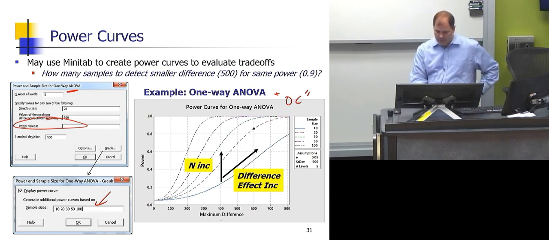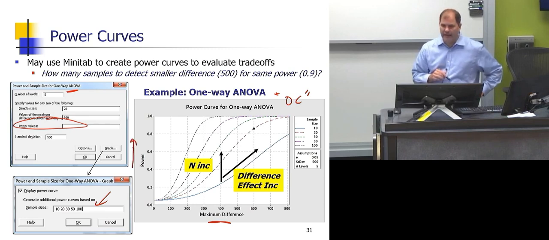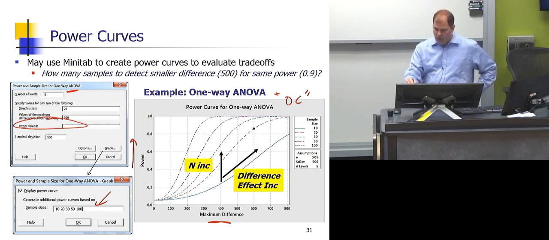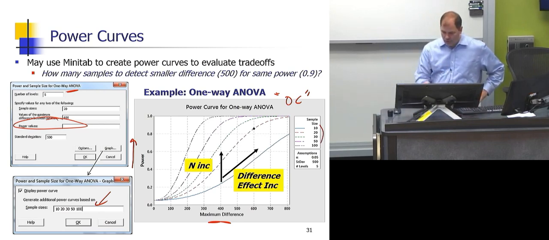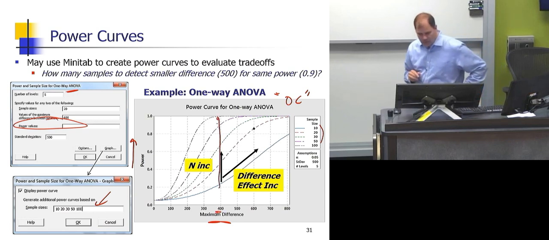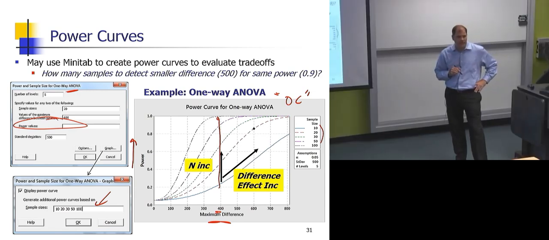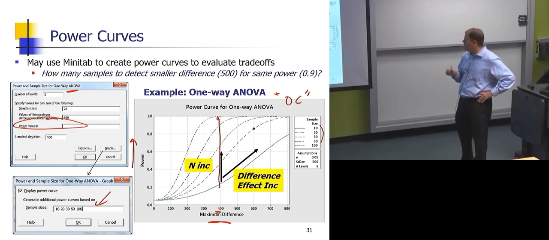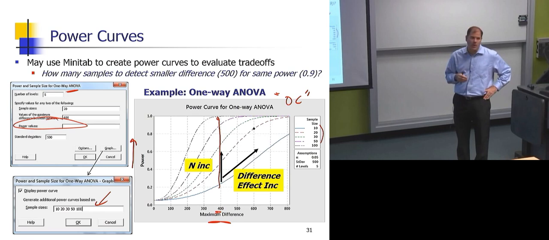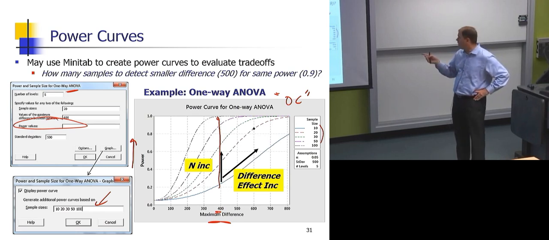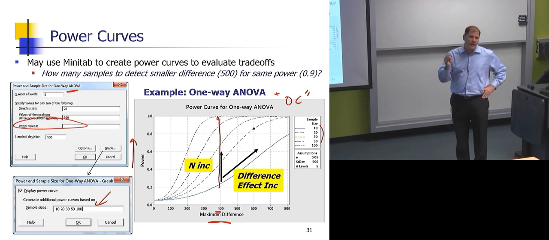Basically what you have here is the maximum difference and the power. And you get different lines for different n's. And what you can do is, given some maximum difference, you can see the effect of the sample size. For example, if the maximum difference was 400, if my sample size is only 10, that's a power of 0.2. That's not very good. If I could take that 10 all the way up to 50, now my power gets closer to 0.9. If I wanted to have it really high, I would need 100 of each.